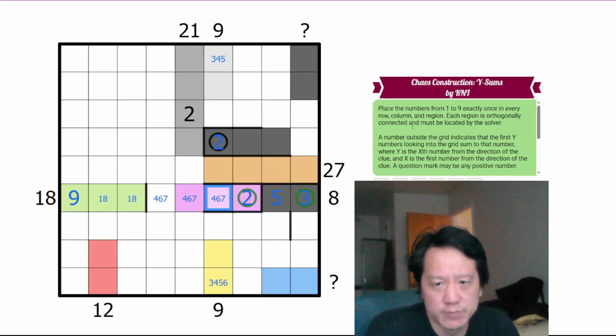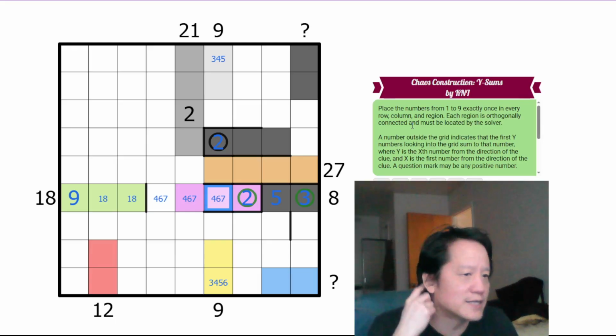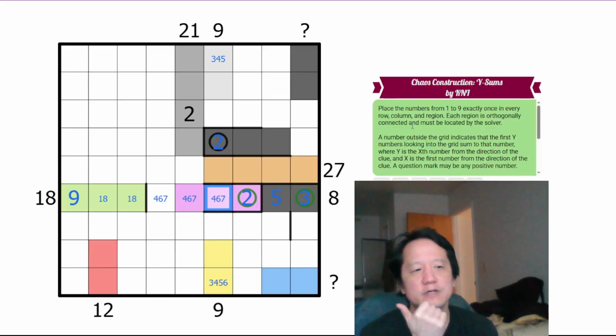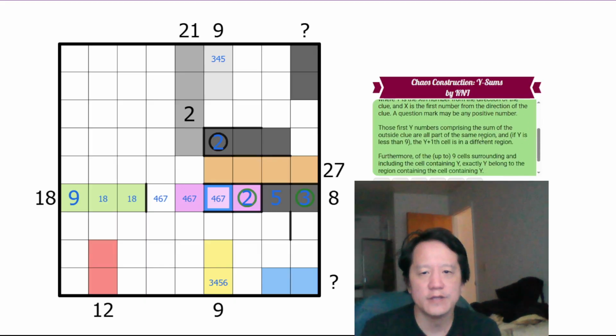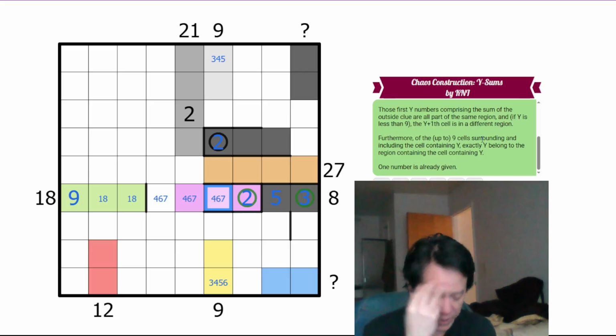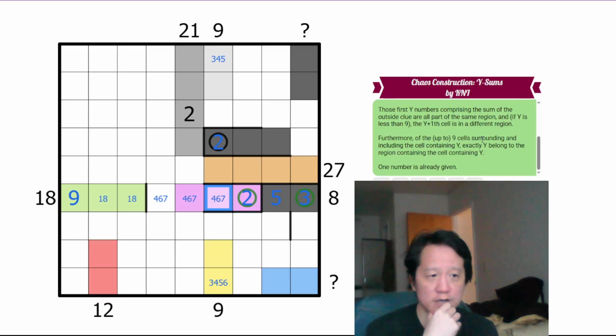Y for a non-question mark can never be 1. Sorry, X can never be 1 for a non-question mark. It can't be 1 anyways, right? Y can never be 1 because Y would basically be then that it only has one cell in the surrounding region that is in the same region, which is impossible because you have to have 2 cells. So Y can never be 1, which means X can never be 1 for any of the Y sum clues. And like I said, these have to be part of the same region. These are part of the same region. So that all works. Okay.